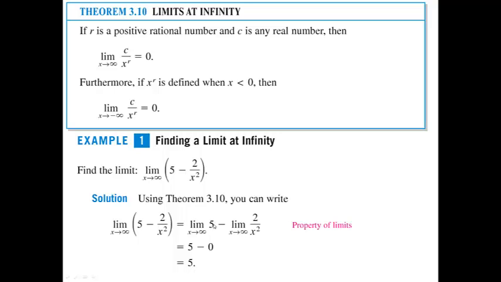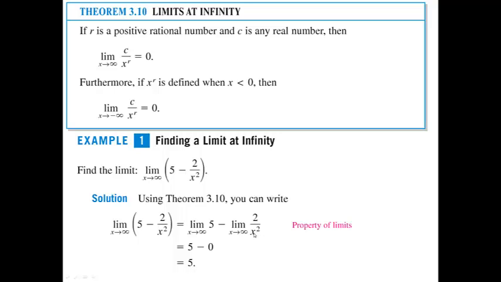So the 5 doesn't change, it's constant. But if you let x go to infinity, if x gets really, really big and you square it in the denominator, then that's going to get smaller and smaller as we let x get bigger and bigger. That's a concept that you're going to have to wrap your brain around.